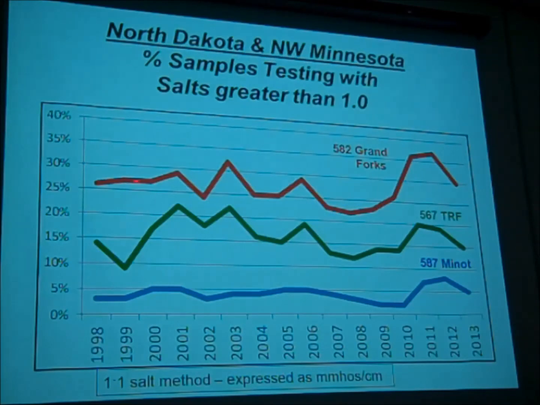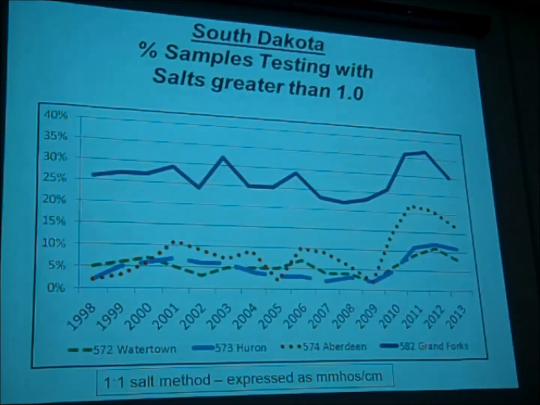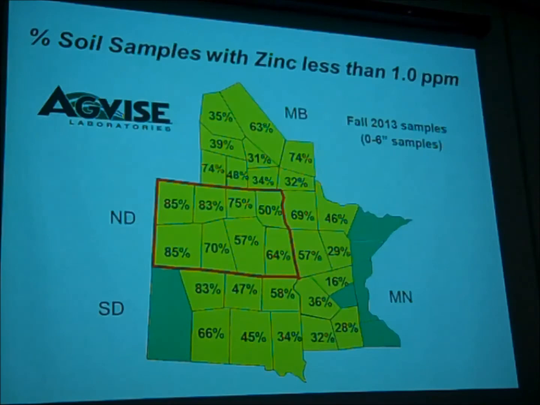This is a long-term perspective. The percentage of samples in that area testing higher than 1, and this is what happened in 2013. We had enough moisture in those months to actually move some of that down out of the topsoil. And we saw it in other areas. We even seen it out west where there aren't very many. And so the percentage of samples testing higher than 1 actually went down. We saw that across South Dakota as well.